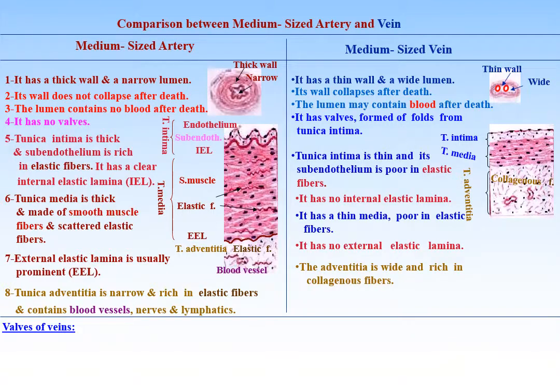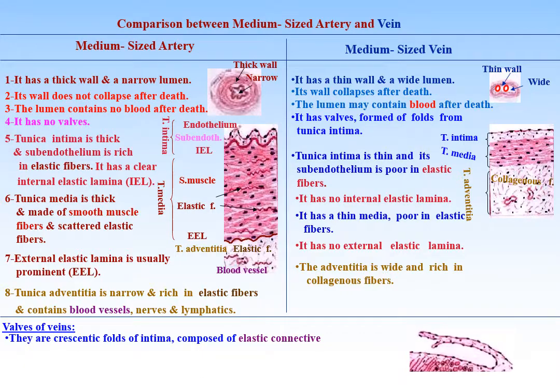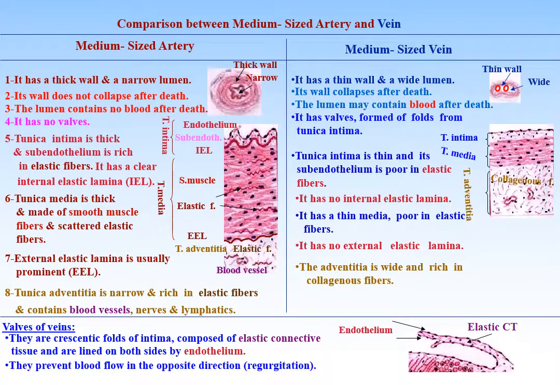Valves are present only in veins. They are crescentic folds of intima composed of elastic connective tissue and are lined on both sides by endothelium. Valves prevent the blood flow in the opposite direction, regurgitation. They are absent in portal and cerebral veins.